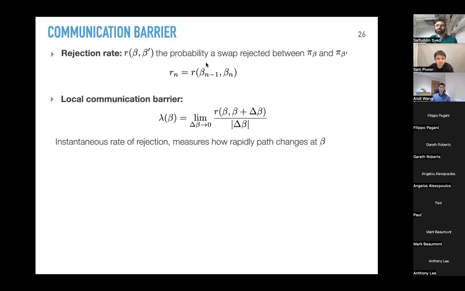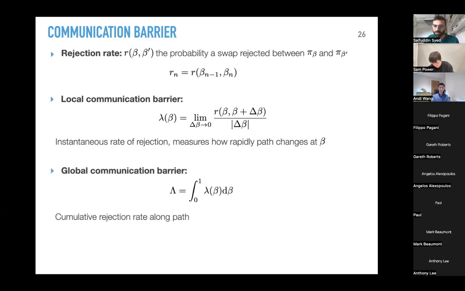So by studying the derivative of this rejection rate, letting the annealing parameter get small, we can derive what we call the local communication barrier. This represents the instantaneous rate of rejection along the path, and it measures how sensitive the annealing path at beta is to small perturbations in beta.